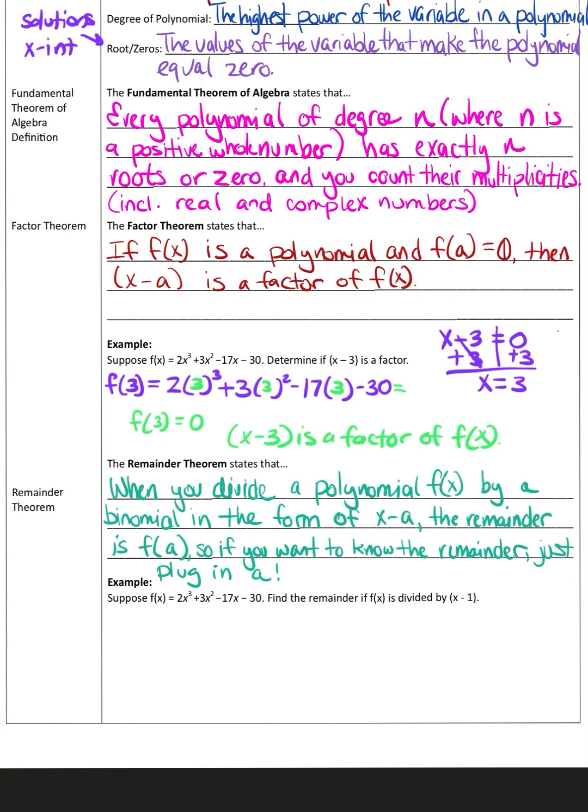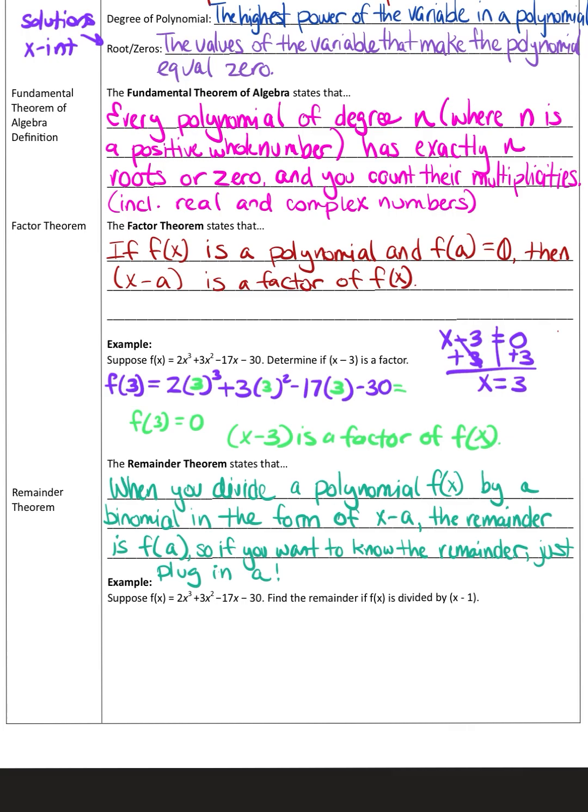The remainder theorem states that when you divide a polynomial f of x by a binomial in the form of x minus a, the remainder is f of a. So in other words, if you want to know the remainder, just plug in a. It's that simple. If you just plug that number in, it'll technically give you the remainder. And that's pretty great because after learning long division and synthetic division and the area model, that's pretty helpful to figure out if there's going to be a remainder or not, and if so, what the remainder is.